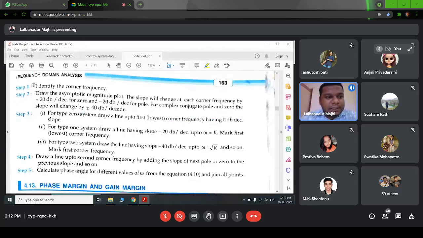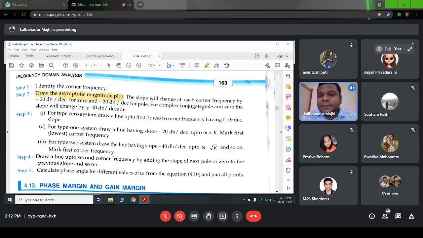Let's quickly go through the steps of how to plot the Bode plot. First we have to identify the corner frequencies, and draw the asymptotic magnitude plot. The slope will change at each corner frequency by plus 20 dB per decade for a zero and minus 20 dB per decade for a pole.